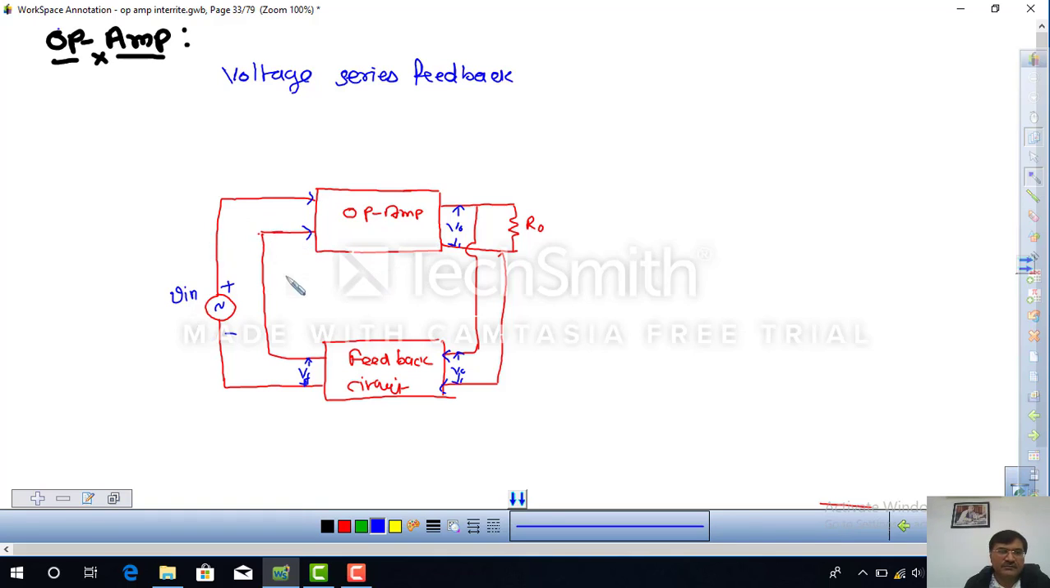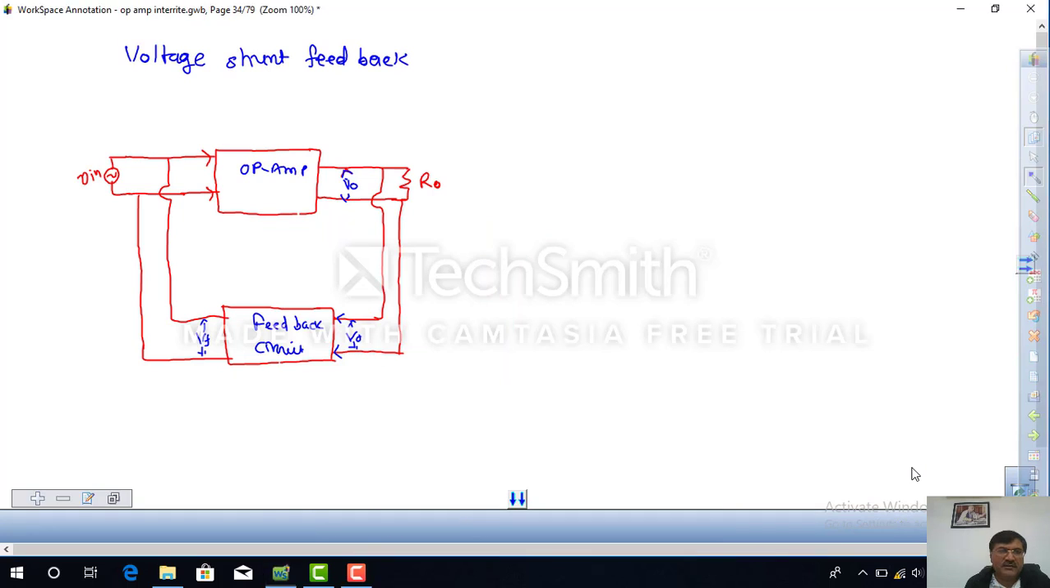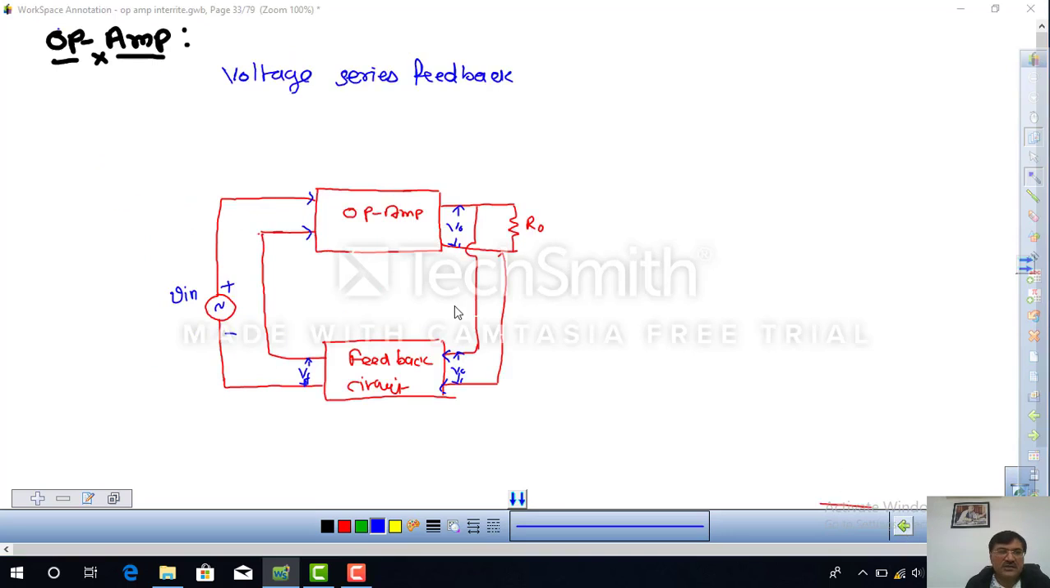This is in series form. This is the feedback circuit, this is the op-amp. We get the output here, VO. That VO is given to the feedback circuit, and some part of that is connected to the op-amp in series form. While in shunt feedback, you can see that the op-amp and feedback circuit are both in parallel form. So here the feedback voltage is parallel to the input voltage, and in series feedback the feedback voltage is in series with the input voltage. First we discuss voltage series feedback.